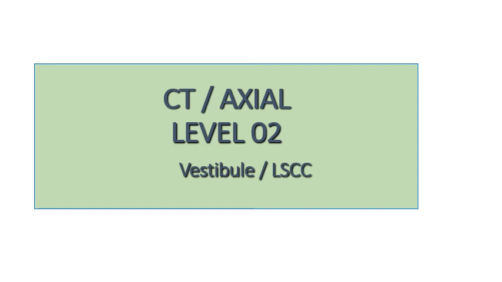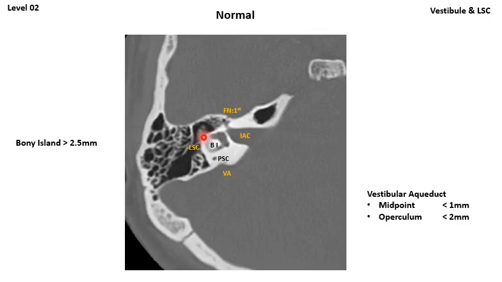Moving to level 2 in CT axial is the level which I will call the level of the vestibule and lateral semicircular canal. What are the normal findings? At this section, we will see the lateral semicircular canal as a bucket handle. We will see the bony island, and it's important to note that the bony island should be more than 2.5 millimeter. We will see the posterior semicircular canal as a small dot, and the vestibular aqueduct as a slit. It shouldn't be more than 1 millimeter at the midpoint or more than 2 millimeter at the operculum.